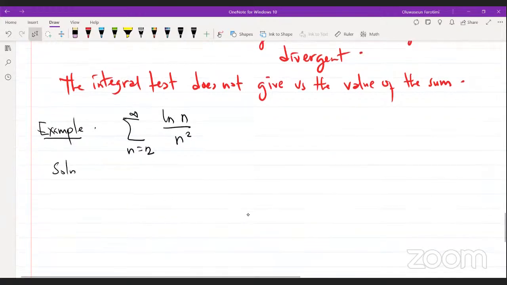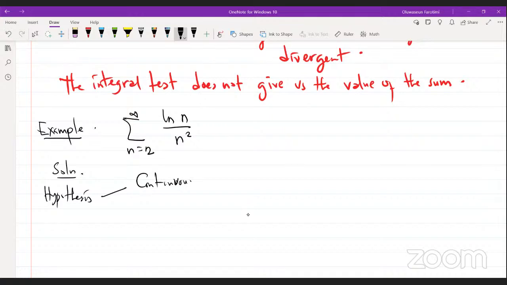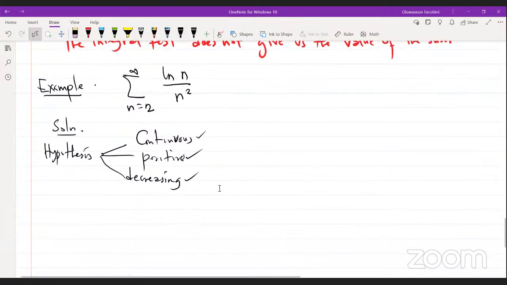Solution. If I need to use the integral test, what are going to be my hypotheses? Let's remind ourselves, the hypotheses are that it has got to be continuous, positive, and decreasing. If it satisfies these conditions, then you can apply the integral test. If it fails, then you have to think about something different.